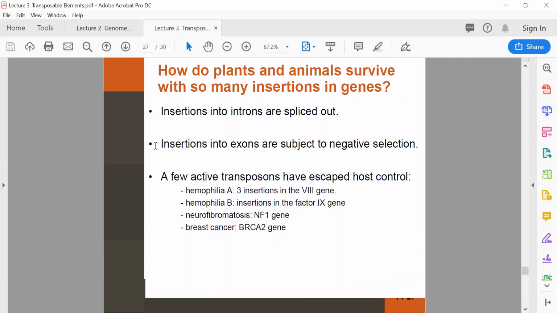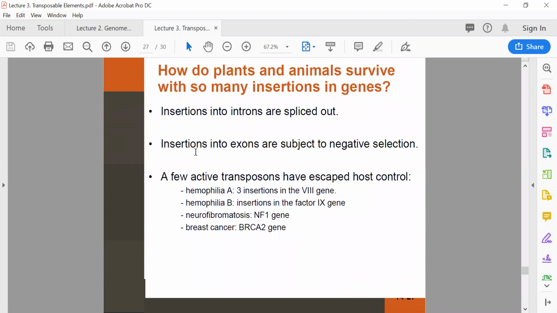But of course, transposable elements would be able to insert at random into either introns or exons. But of course, only those in introns are retained, because the only ones that are retained are those that don't cause any serious mutations. Any of them within the gene itself that cause these serious mutations would be subject to negative selection pressures.